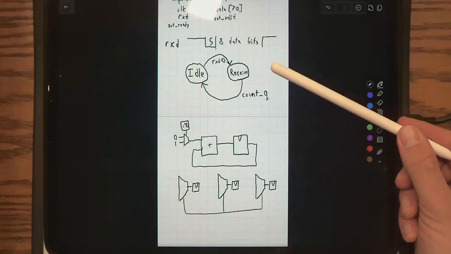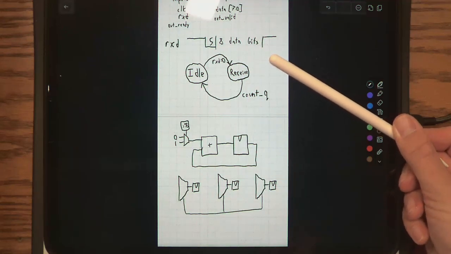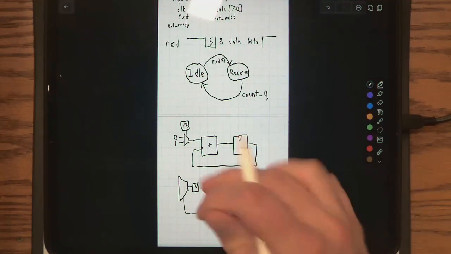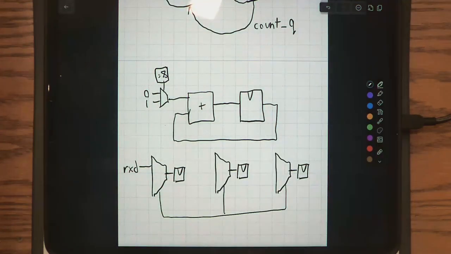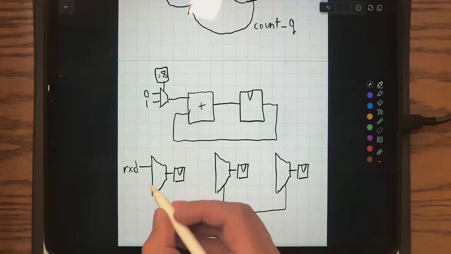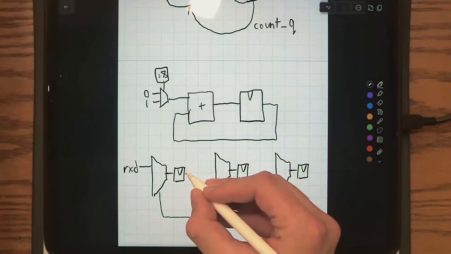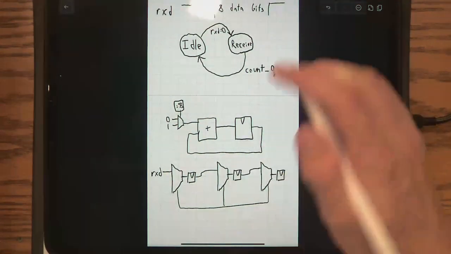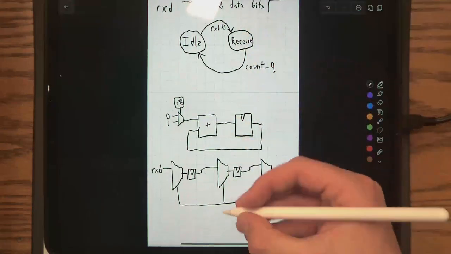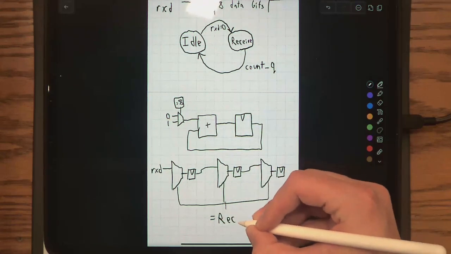If we look at our state machine. Yeah, so maybe when we're receiving data, that's when we shift in things. And maybe this input right here is RxD, the input from our receive signal. So now we're shifting in the data, and each of these go up here. So when we are in the receiving state, this input will be equals receive.